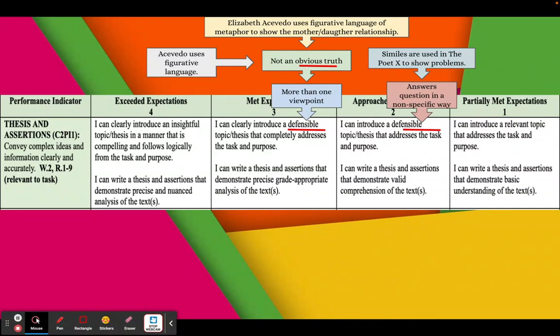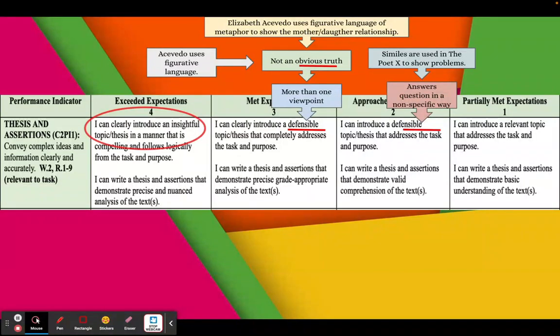You could also have a very standard 3 point thesis statement that would be something like: Elizabeth Acevedo uses the figurative language of metaphor, similes, and personification to show the theme topics of relationships, religion, and trauma. That would be a very standard 3 point thesis statement that would be met expectations.